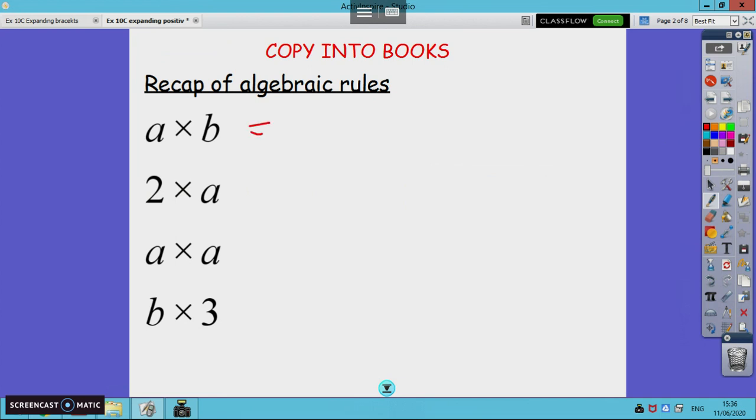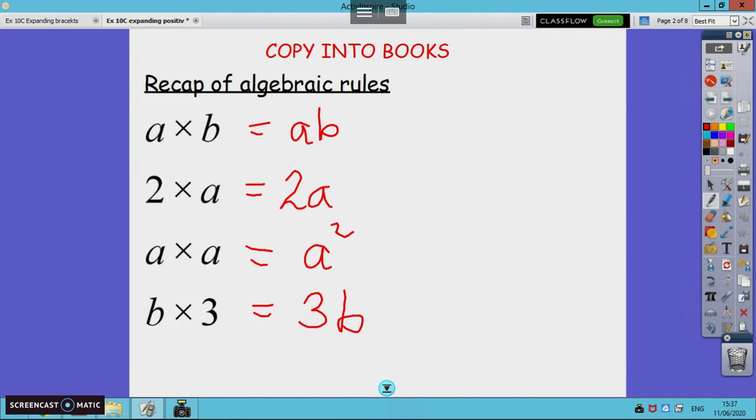So a times b we would write as ab, wouldn't we? And then 2 times a we would write as 2a. A times a is a little bit different because it's the same letter. We would write it as a squared. And then b times 3, we've got to remember always that the number comes first and then the letter comes second. And do you remember those rules where we were talking about how the number always comes first and your letters have to be in alphabetical order? So they're two things that you're going to have to remember for this lesson, okay, that we've learned before.